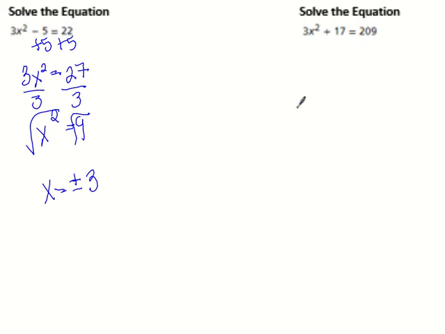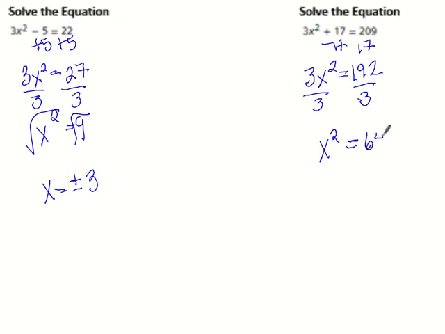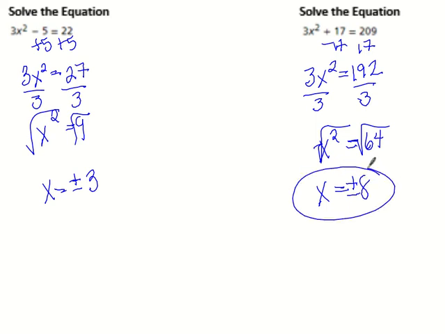All right, it might be a good idea for you to pause and try this one and see how this other one goes. So we're gonna go minus 17. Hopefully that's what you did first. 209 minus 17 should have gotten you 192. So 3x squared equals 192. We would divide by 3. And when you divided by 3, you should have gotten 64. So we get x squared equals 64. And then we square root. That's not a very pretty square root, but that's okay. X equals plus or minus 8.